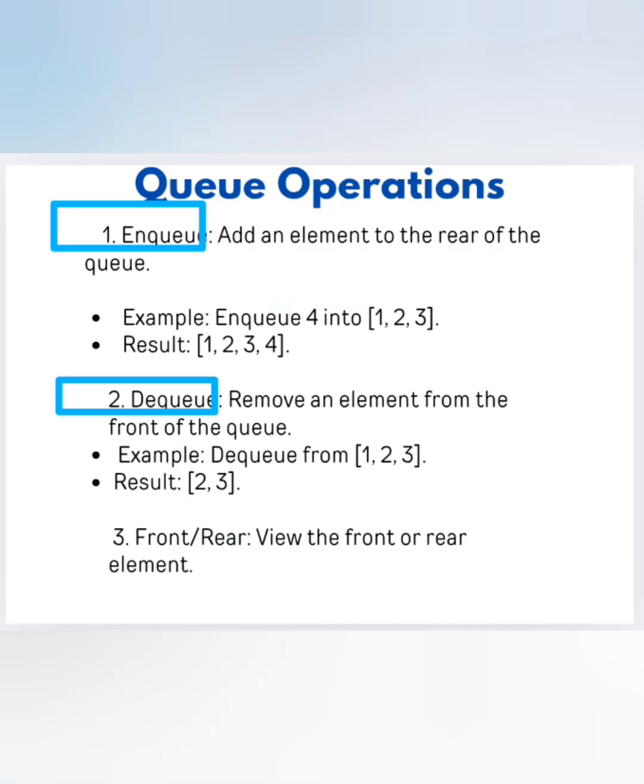The dequeue operation is used to remove an element from the front of the queue. If we want to remove an element from the queue, we use dequeue. For example, for a queue containing 1 2 3, if we remove the element 1, the resulting elements in the queue are 2 and 3. The next operations are front and rear, used to view the front or rear element of a queue. So on a queue data structure, we perform the enqueue, dequeue, front and rear operations.